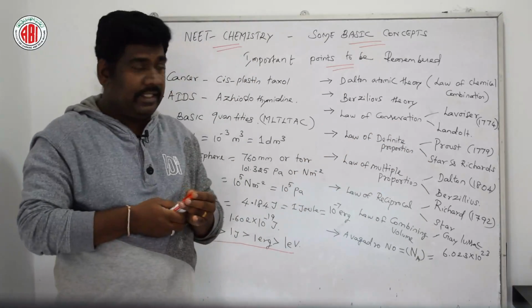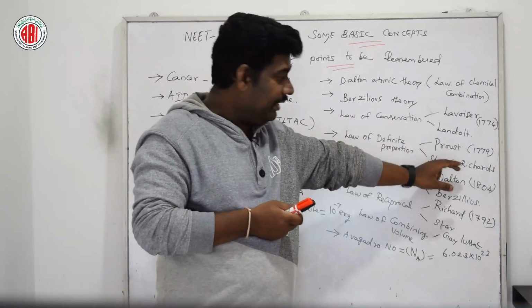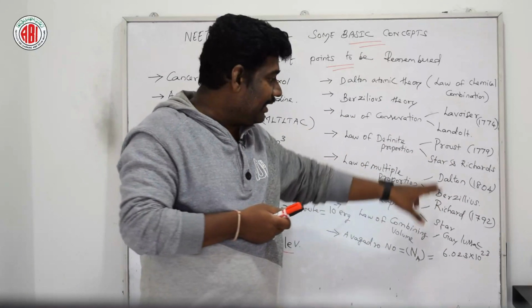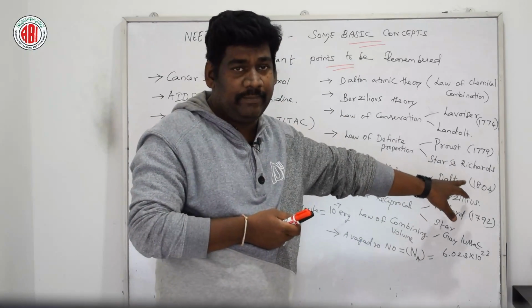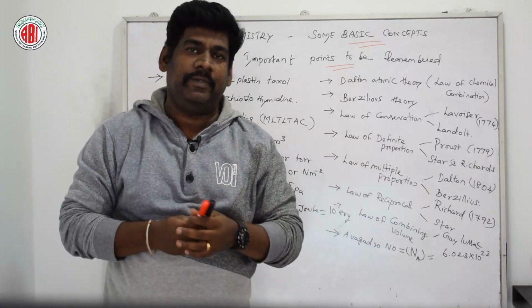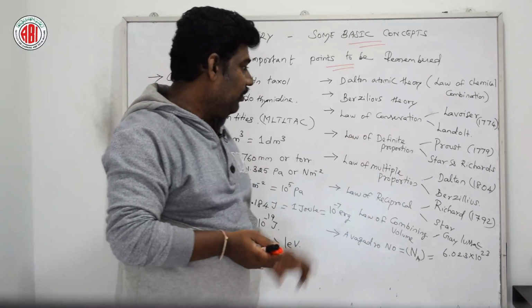Next, we are talking about the law of definite proportion. This was proposed by Proust in the year 1779. This theory was verified by Stas and Richards. Very, very important. According to this theory, a chemical compound always contains the same elements, which are combined together in the same proportion by mass. So we know about that.